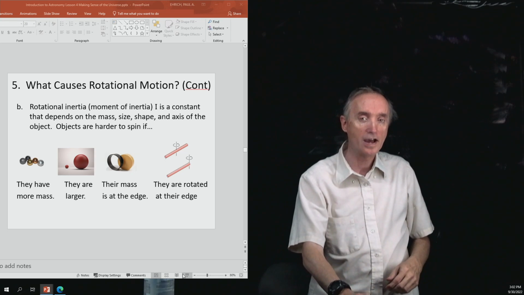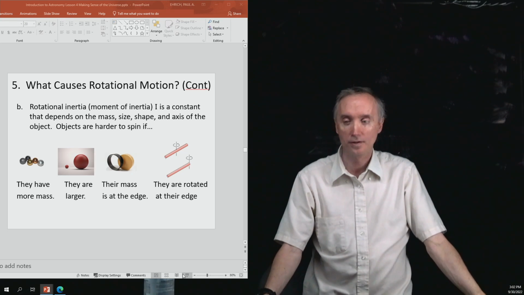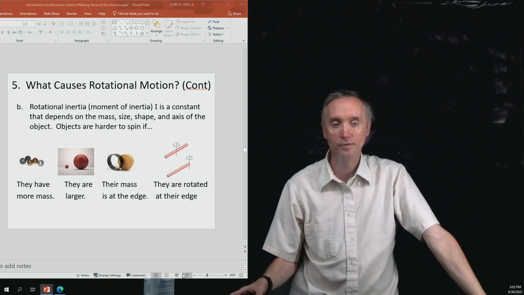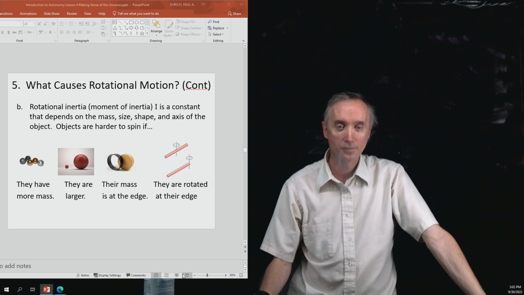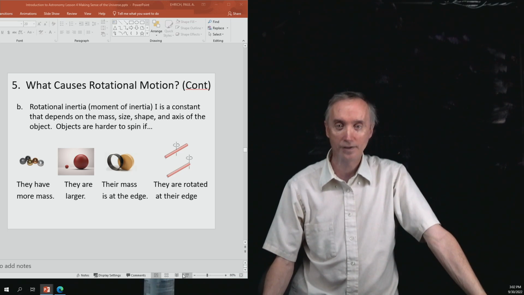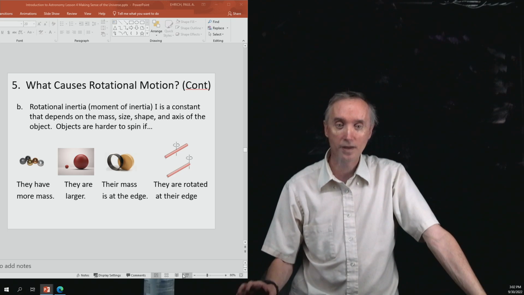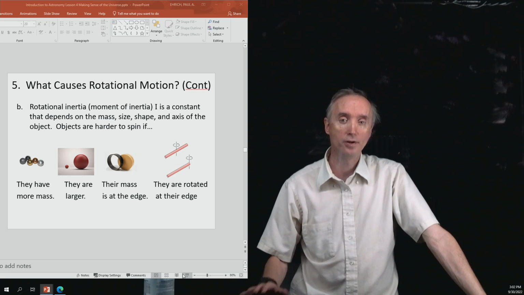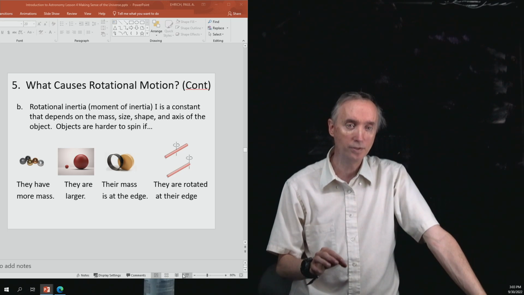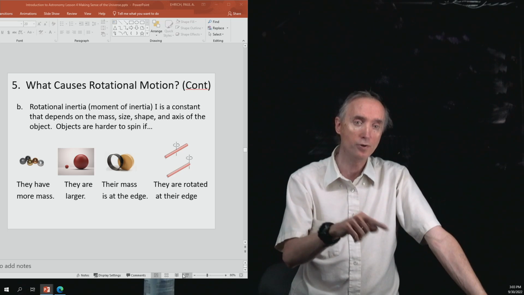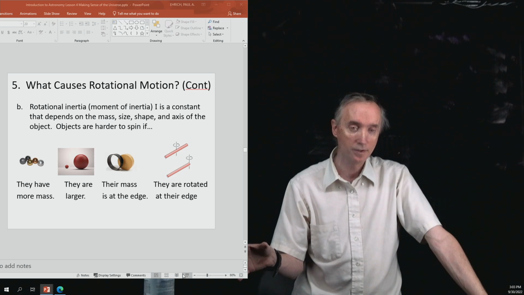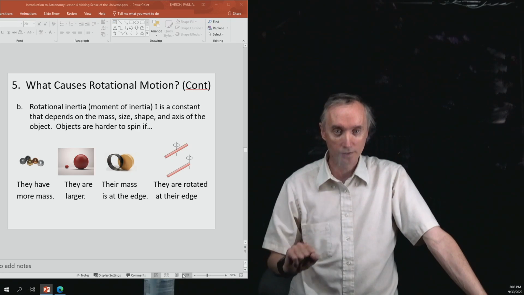So all of these factors go together to make a constant. And that constant is called the moment of inertia, I. In physics, if you take a physics class, you would learn how to actually compute what that moment of inertia is. But all I want you to know is that the moment of inertia is to rotating systems what regular old mass is to objects that are moving sideways.